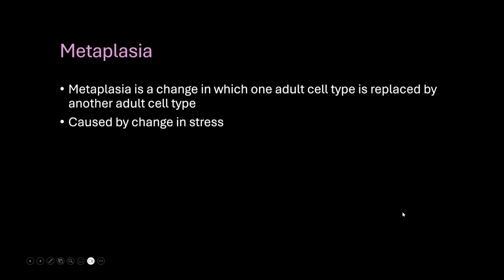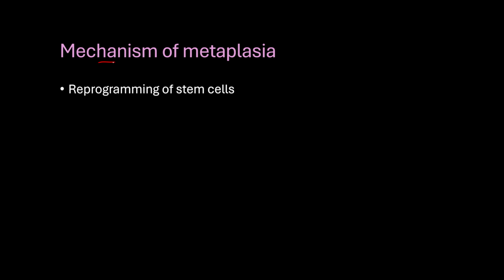Now moving on to the final cellular adaptation, which is metaplasia. Metaplasia is a change in which one adult cell type is replaced by another adult cell type, and it is caused by a change in stress. So a change in stress on a specific tissue in the body will make it undergo metaplasia. The mechanism of metaplasia is by reprogramming of stem cells to produce another cell type than the original cell type.